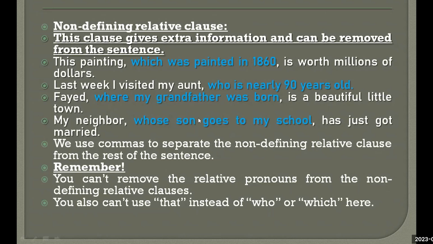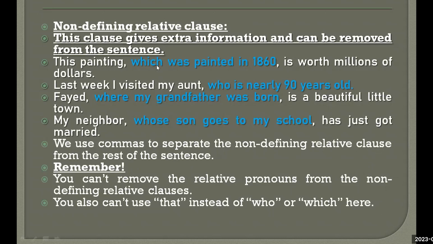My neighbor, whose son goes to my school, has just got married. You can just say, my neighbor has just got married. Okay. As I said, we use commas to separate the non-defining relative clause from the rest of the sentence. Remember, you can't remove the relative pronouns from the non-defining relative clauses.